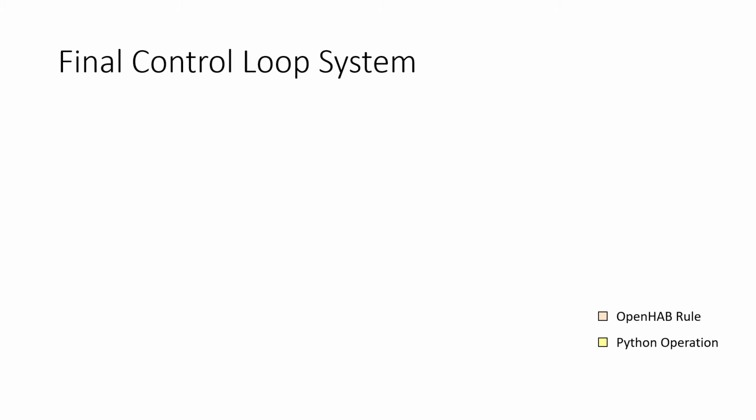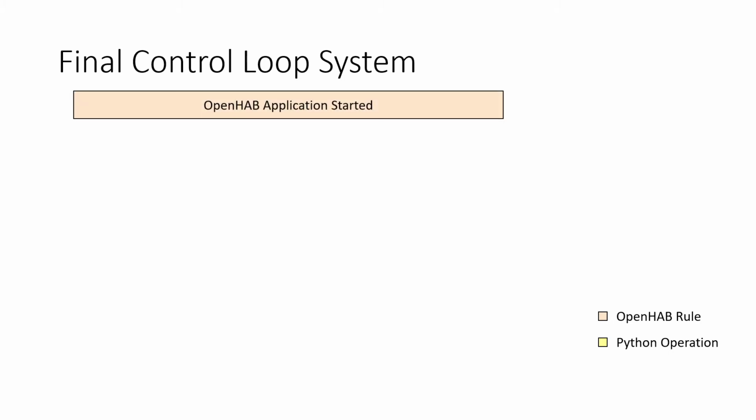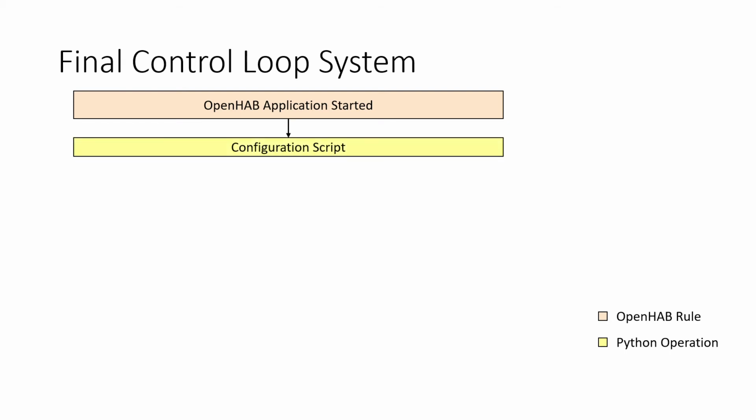The final control loop incorporated all the individual components of the project. An OpenHAB rule was created, which executed once the OpenHAB application started. OpenHAB is configured to launch once the Raspberry Pi is powered on. The OpenHAB rule launched a Python configuration script. The configuration script then spawns 4 threads for 4 different Python processes.